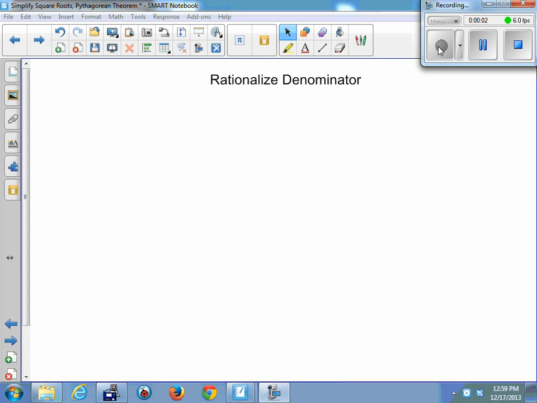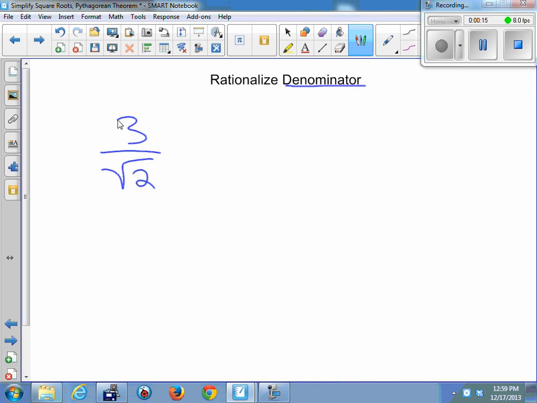Alright, in this video we're going to do what's called rationalizing the denominator. This is what happens when we have something like 3 over the square root of 2. My denominator, which is the bottom of the fraction, is not rational. It's an irrational number.